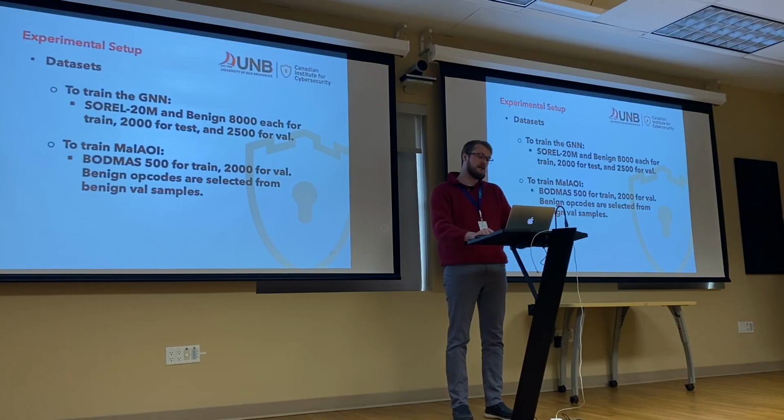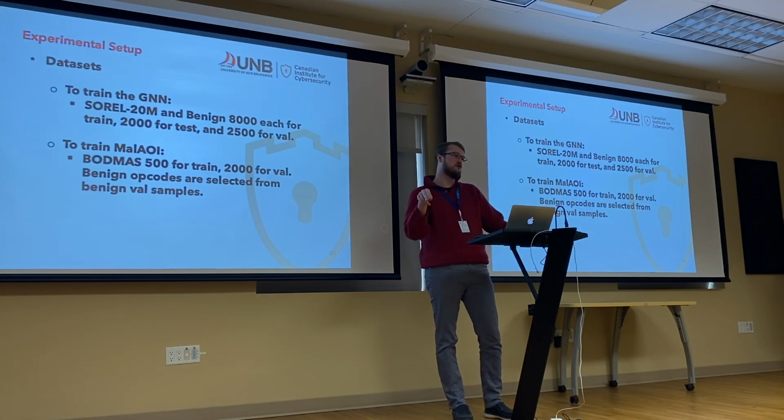In terms of the data sets, they use the malicious samples from the Sorrel 20 million data set and 8,000 of the benign samples to train the initial defensive GNN to do the classification. Furthermore, they use 2,000 samples for test and 2,500 samples for validation. In terms of training their actual malicious perturbation system, they use 500 samples from the BODMAS dataset for training it, and 2,000 samples for validation. And all of the benign opcodes that they use to inject into them are selected from the benign validation samples in the previous setup here.